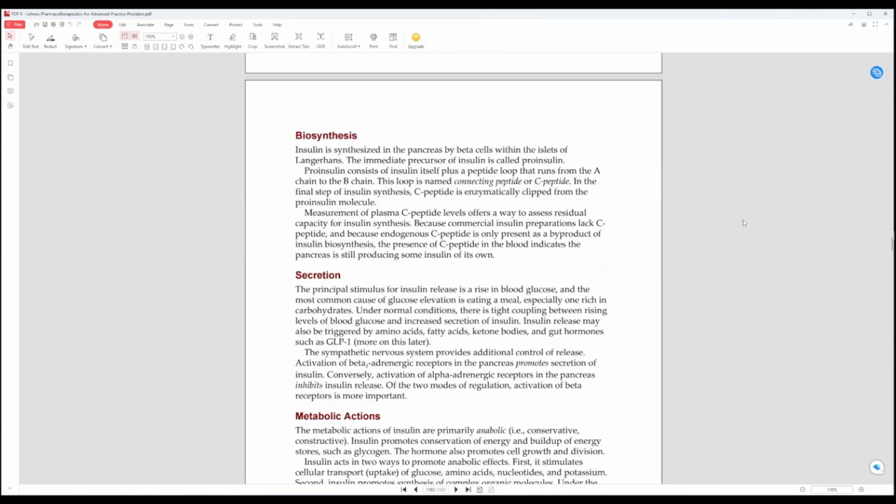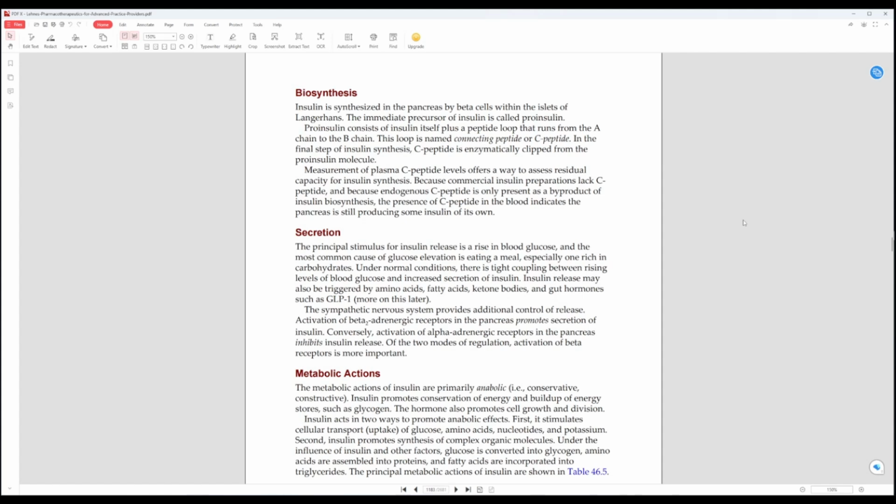Its biosynthesis. Insulin is synthesized in the pancreas by beta cells within the islets of Langerhans. The immediate precursor of insulin is called proinsulin. Proinsulin consists of insulin itself plus a peptide loop that runs from the A chain to the B chain. This loop is named the connecting peptide or C-peptide. In the final step of insulin synthesis, C-peptide is enzymatically clipped from the proinsulin molecule. Measurement of plasma C-peptide levels offers a way to assess residual capacity for insulin synthesis.